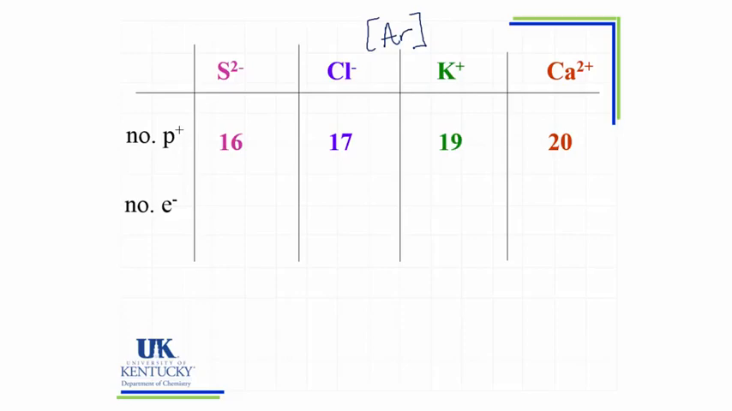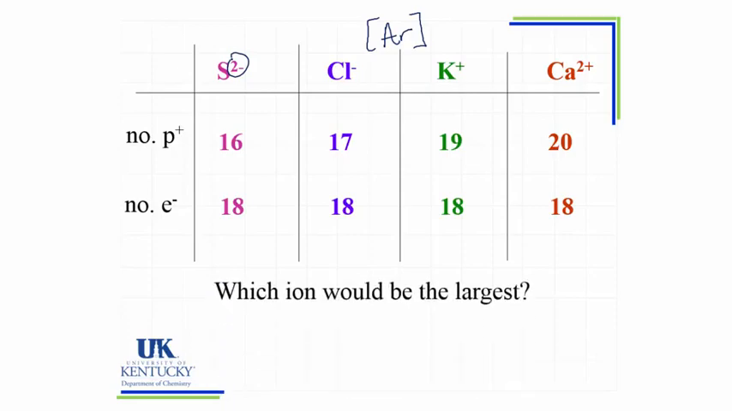Now in terms of electrons, let's start with sulfur 2 minus. Sulfur 2 minus, we gain 2 electrons over the number it had to begin with, which as an atom would be 16. So it's going to have 18. And as we do that for each one of these, we'll see that they all have 18. They're all isoelectronic with argon. Argon has 18. So you're going to consider these two questions. Number one, which ion would be the largest? And which ion would be the smallest? I want you to think about that, and you're going to be answering that question here in just a moment.